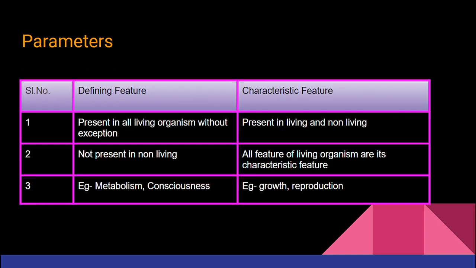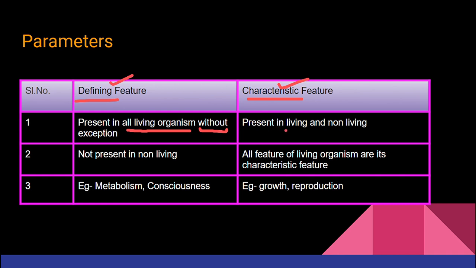Now, what are the parameters? Basically, we have two parameters, that is the defining feature and the characteristic feature. What is a defining feature? A defining feature states that it is going to be present in all living organisms, but the important point is without any exception. If it is present in one living organism and absent in another, then we won't call it a defining feature. It becomes a characteristic feature.